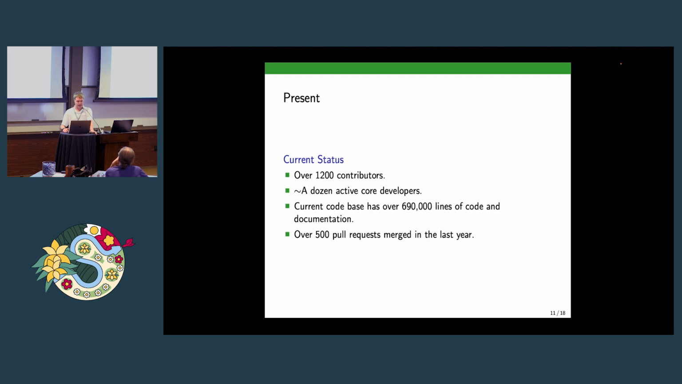So right now, I guess we don't have it on here, but SymPy was founded in 2005. Since then we've had about 1,200 contributors. There's about a dozen or so active people who are core contributors right now. There's about 690,000 lines of code and documentation in the code base, and over 500 pull requests merged last year. So it's a very actively developed project.